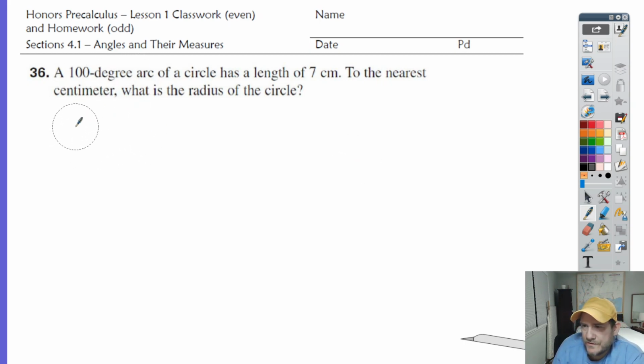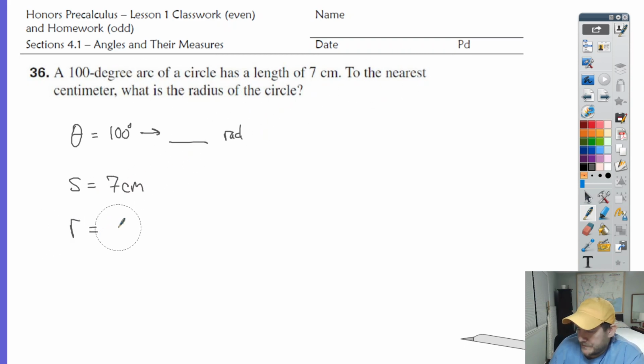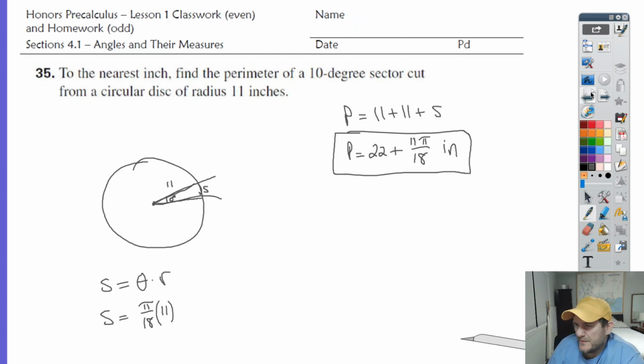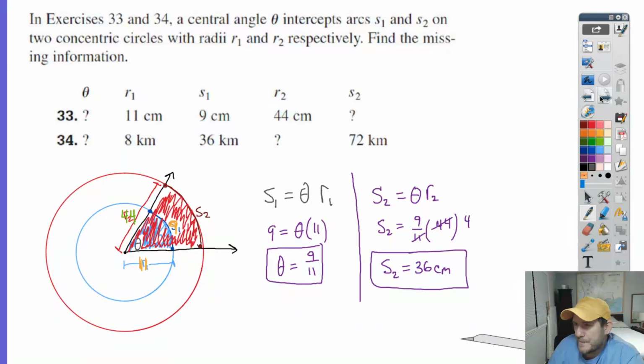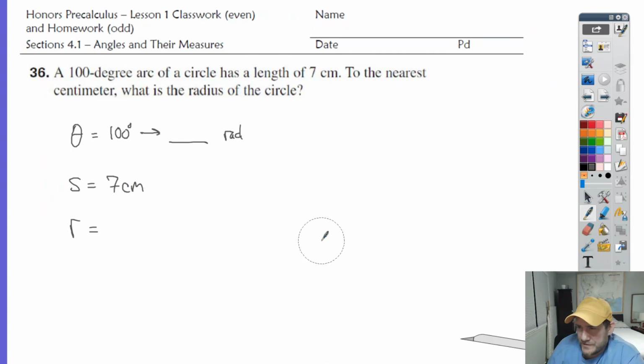So when they say 100-degree arc, they're giving you theta. But they're giving it to you as 100 degrees, so you know you'll have to convert that to some number of radians. The arc length has a length of 7, so they're giving you S, and they're asking you to find the radius. So this is no different from the problems before, where you knew two things and had to find the third thing. You just plug into the formula and see what you get. So there's nothing special here.